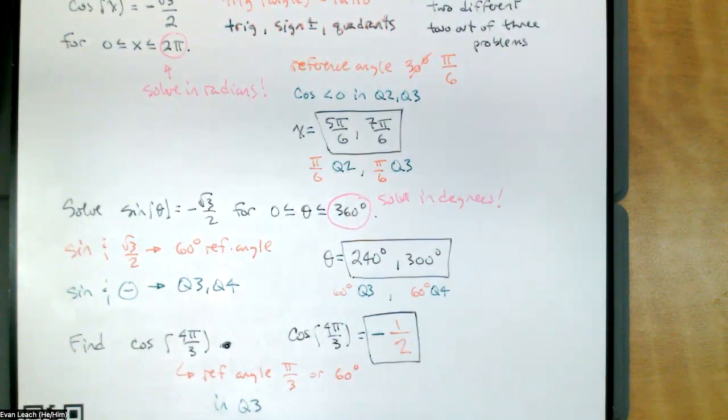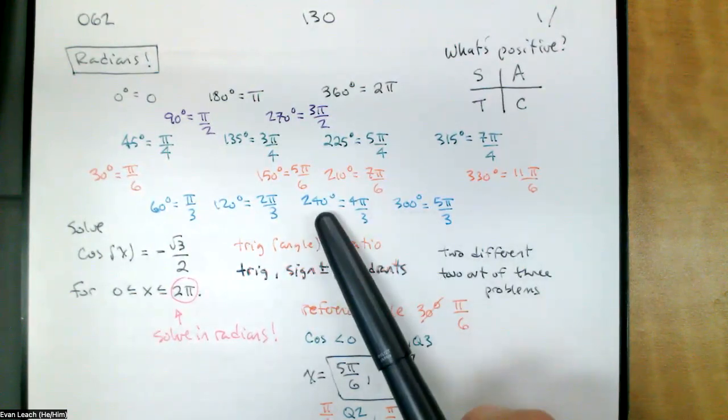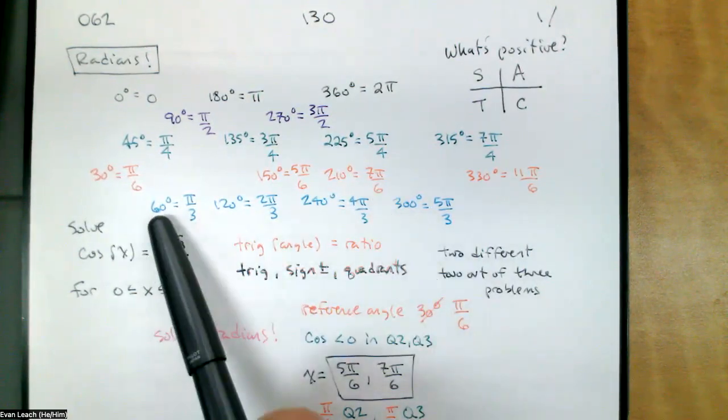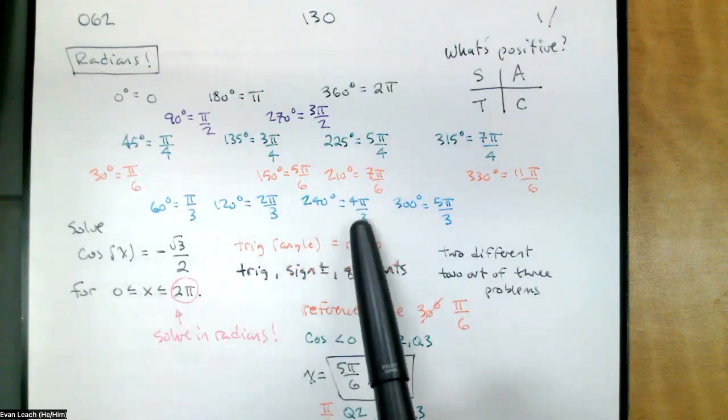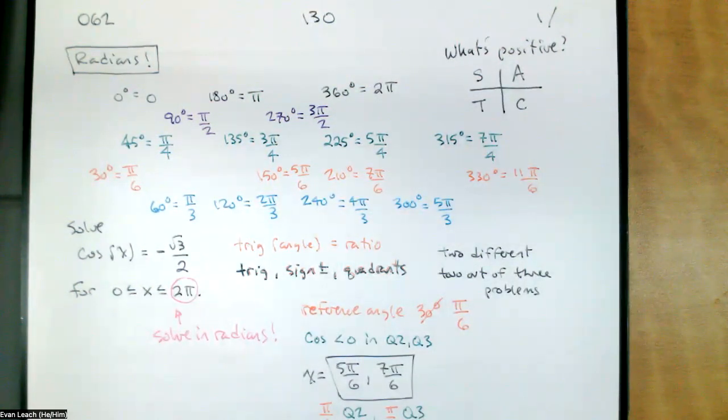So we want to figure out what the reference angle is, right? So if we go up to our list above, 4 pi over 3 is 240 degrees. 4 pi over 3 has a 60-degree reference angle. It's in quadrant 3. So 4 pi over 3 is the 60 in quadrant 3. We want to figure out the reference angle and the quadrant when we're looking at an angle. We want reference angle and quadrant.